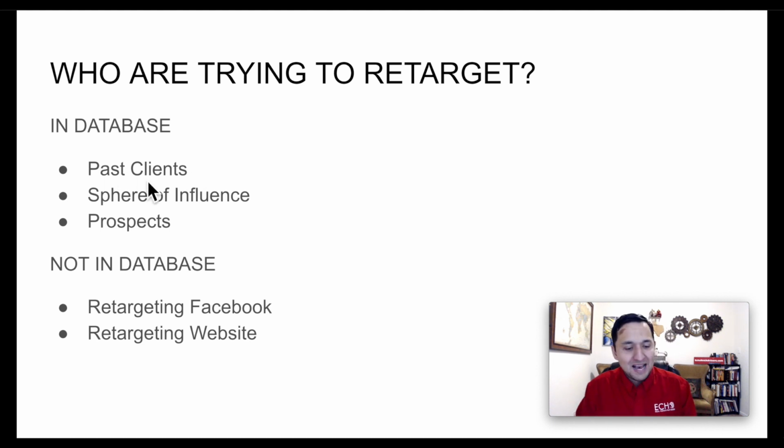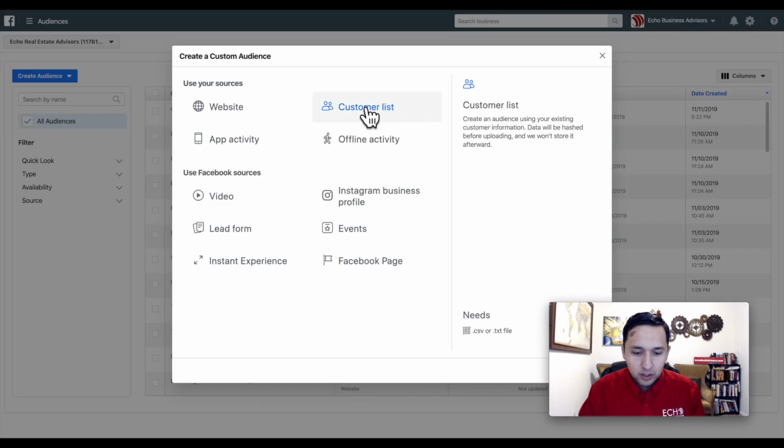So when we go to past clients and sphere of influence, we can speak to them differently because we have a different level of trust with them versus our prospects that give us their contact information at some point. All right, so we're going to go to customer list.